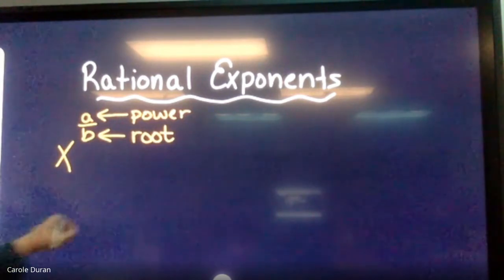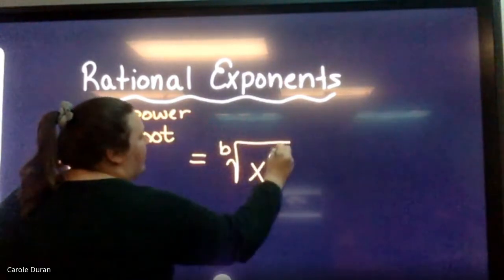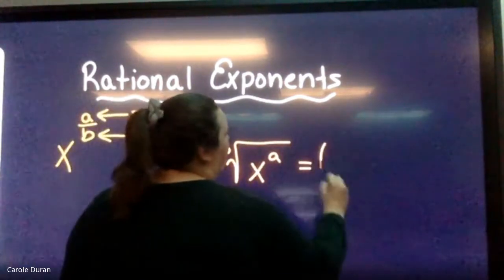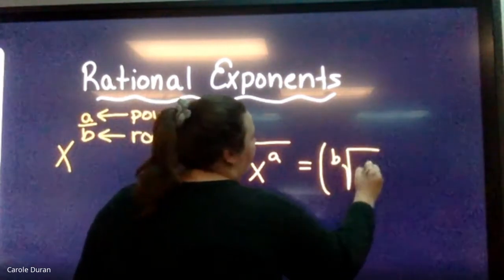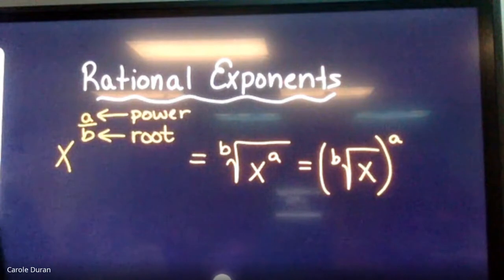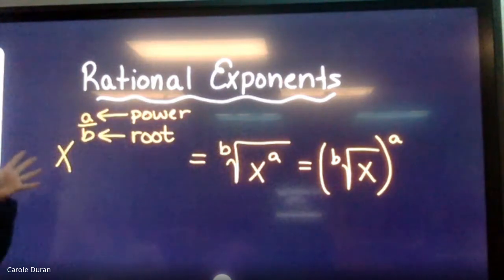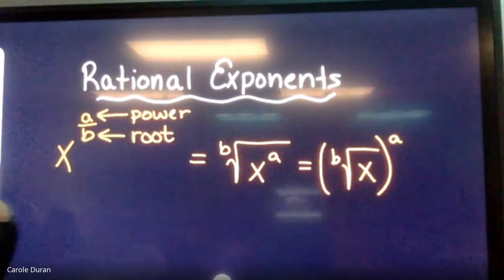So the way I would write this one is it would be the b root of x to the a power, which can also be taken as the b root of x, all taken to the a power. So it doesn't matter when we apply the power, the answer still comes out the same. Similarly, we can go from a root to an exponential. They go both ways, and depending on what form we need it to be in, it helps us to simplify it even more. So we're just going to practice this.